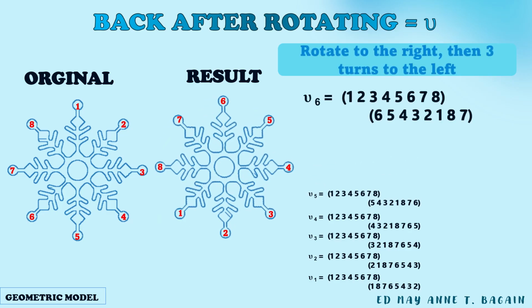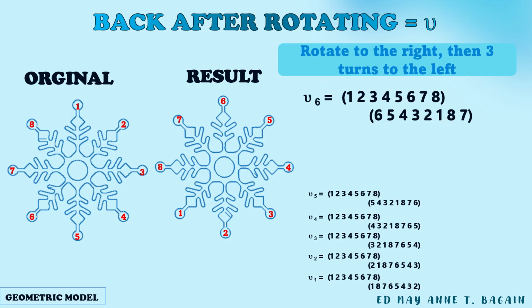epsilon sub 6. So 6 is the number at the top, which is 41. As we can see, we rotated it 3 turns to the left. Okay, so from 1, we have 1, 2, and 3. Okay, that's why we have here the 6. 6, 5, 4, 3, 2, 1, 8, and 7.